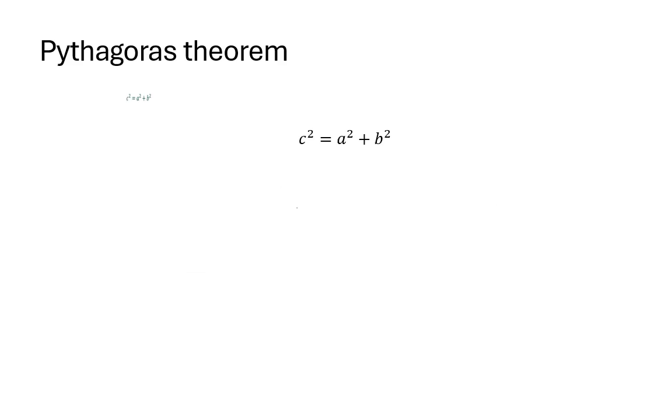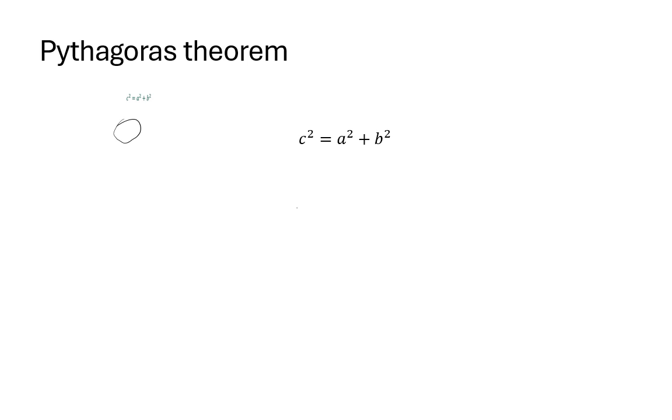So what is Pythagoras theorem? Pythagoras theorem states that the length of this side, C squared, is equal to the length of this side squared plus this side squared. This is what the Pythagoras theorem states. The square of the longest side, that is the hypotenuse, is equal to the square of the opposite plus the square of the adjacent.